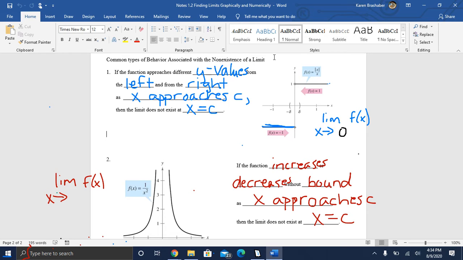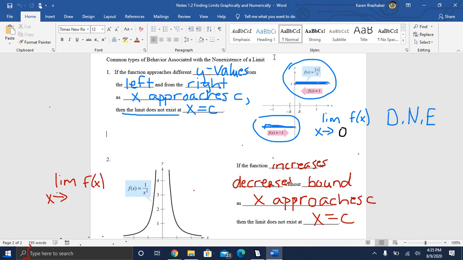From the right, as I approach an x of 0, my y value is actually at 1. So from the left, I have -1. From the right, I have +1. When those values are different, as they are in this case, as x approaches c, in this case as x approaches 0, then we say the limit does not exist at x equals c, or in this case, x equals 0. I will let you abbreviate does not exist by DNE, that limit does not exist.